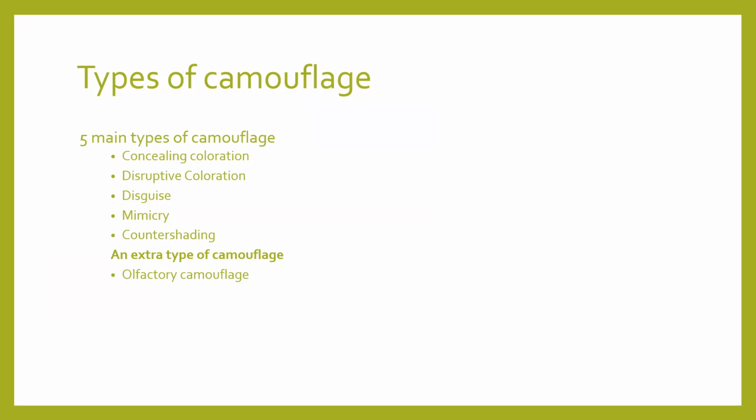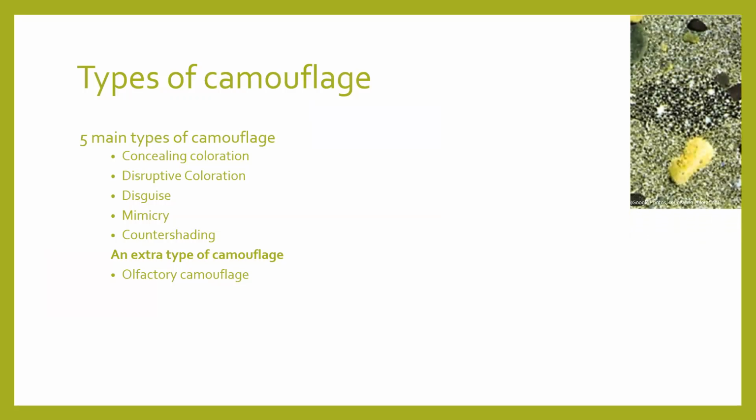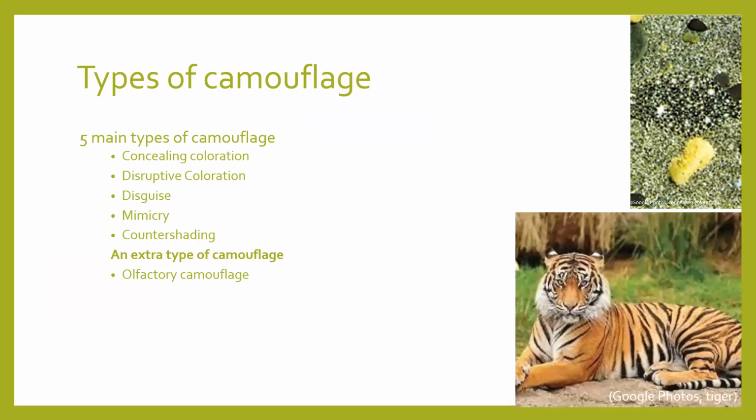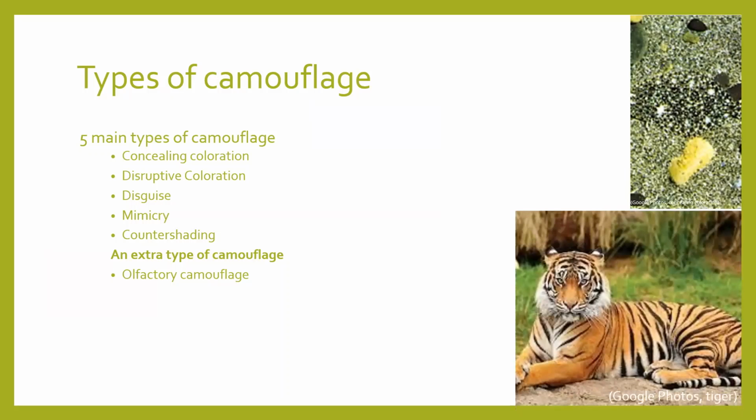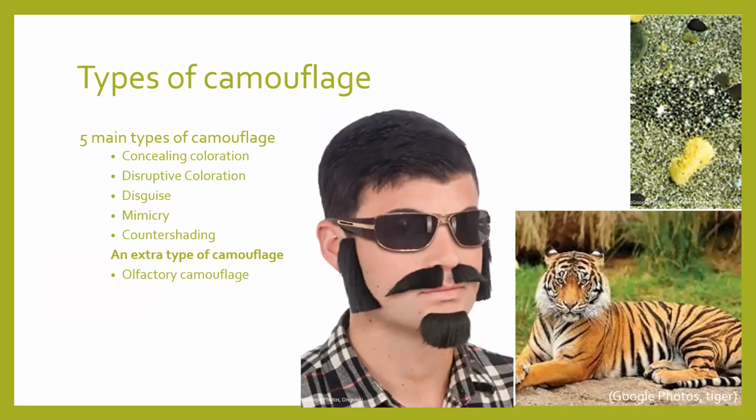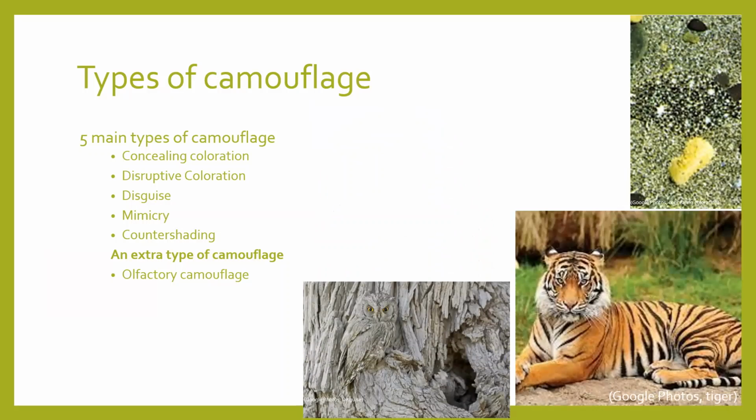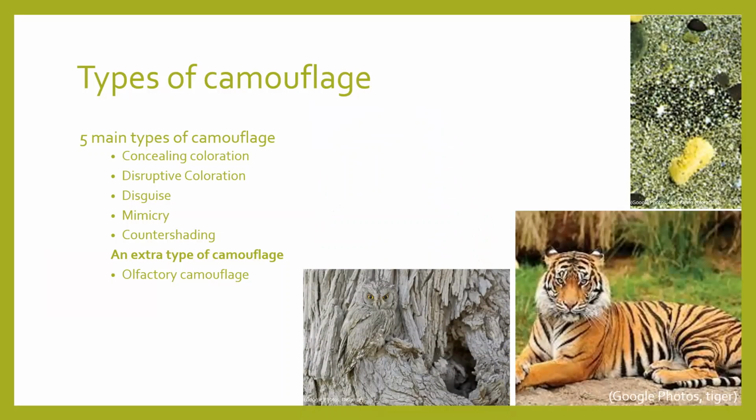So on to the types of camouflage. We have 5 main types of camouflage, and then we also added an extra type. So the first one is concealing coloration. This is where an animal will blend into its surroundings. Then we have disruptive coloration, where there is high contrasting colors to trick predators. Then there's disguise, just kidding, where an animal will blend into its surroundings by not only color, but texture and shape.